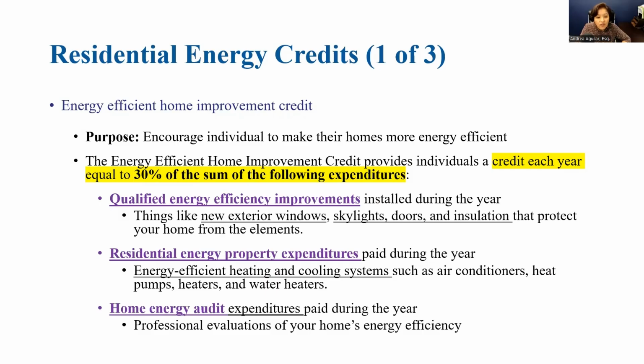And here we are talking about expenses in changing the windows, for example, doors, or insulation that protect the home from the elements generally. Then we have residential energy property expenditures paid during the year, and these expenses are generally related to energy efficient heating or cooling systems in the house of a particular taxpayer. Then we have a home energy audit expenditure. So this is the amount of money that we're paying to a professional to evaluate the home and see if the home is actually energy efficient.